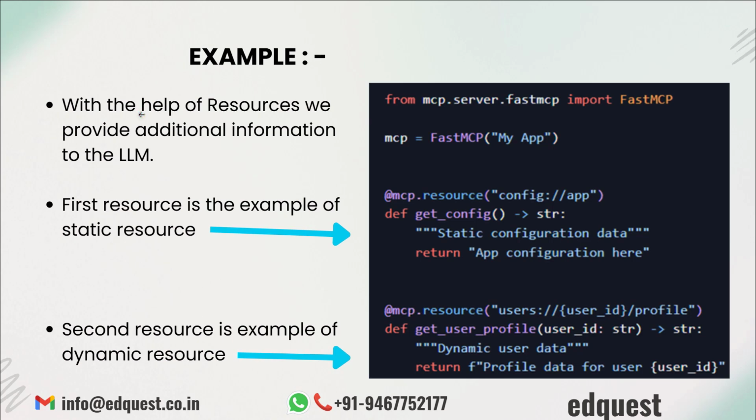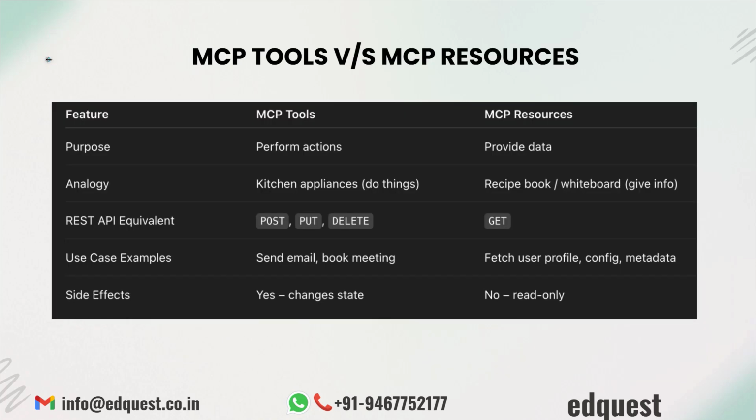And just to be clear, tools are doers, resources are helpers, and prompts are the instructors. This slide visually compares tools and resources to reinforce this concept. The features, MCP tools and MCP resources, are the column names. The purpose of MCP tools is to perform actions, and the purpose of MCP resources is to provide data.